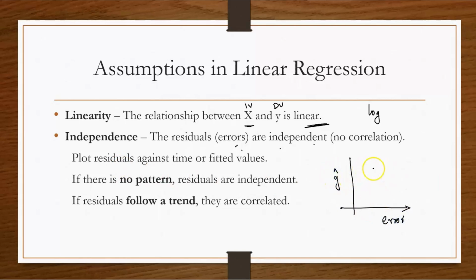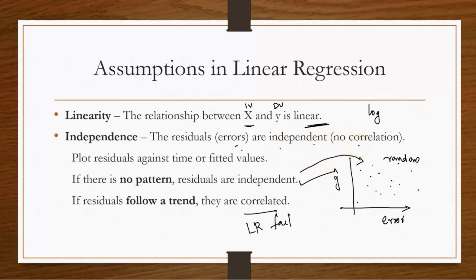And if there is no pattern, if this shows a random plot, there is no relationship between these errors. If the plot is random, we can say the residuals are independent. And if these residuals follow a particular trend, they are correlated. In this situation also, the linear regression may fail. If they are correlated, the linear regression will fail. If they are not correlated, if they are independent, we can apply linear regression to that model. Okay. That is the second assumption, that is, the errors should be independent.